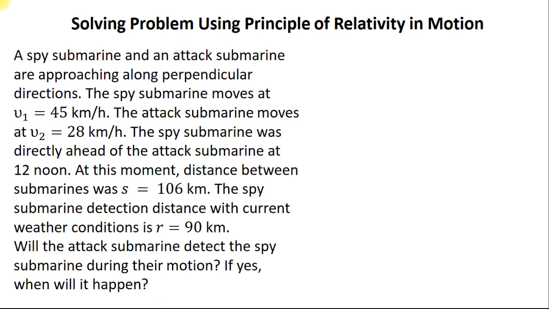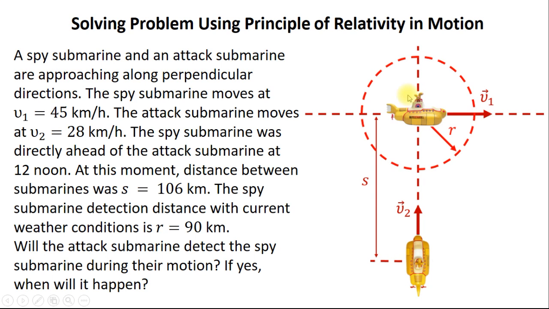So let's start with a diagram for better understanding what's going on here. We have two submarines. This is the spy submarine. It travels from west to east. This is the attack submarine. The area of detection of the spy submarine is labeled with this red dot circle. The question is, will the trajectory of the attack submarine cross this area? If yes, at what particular moment will it happen?